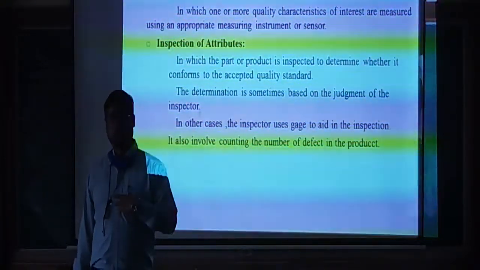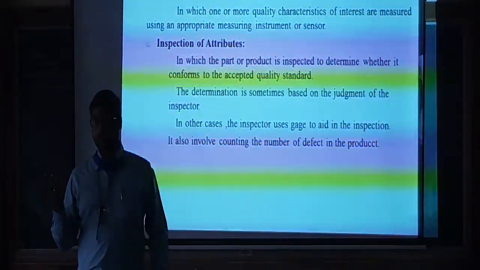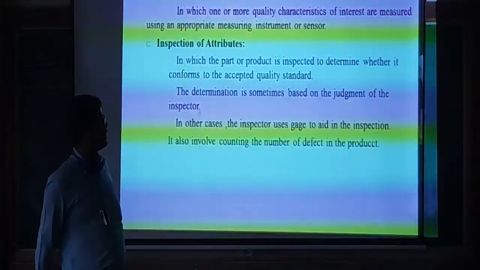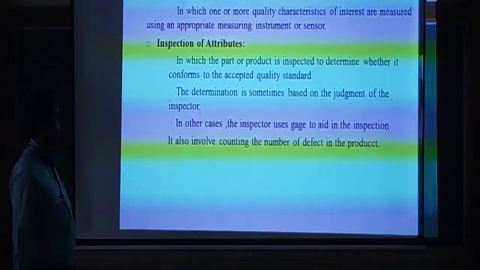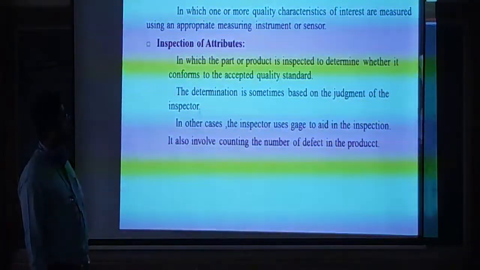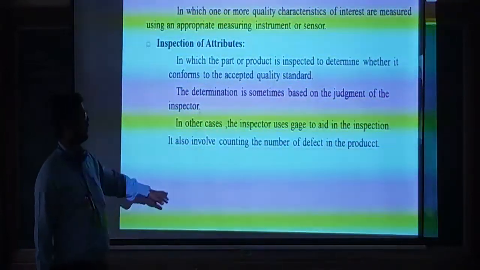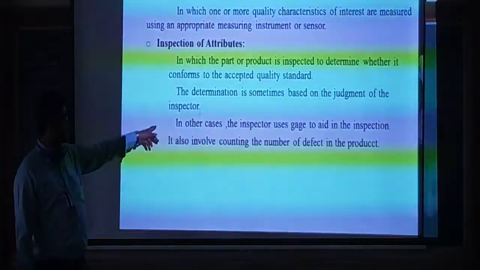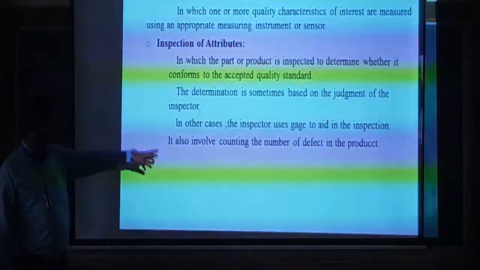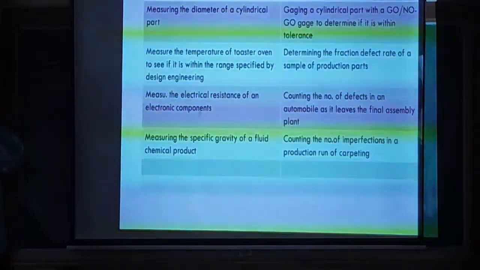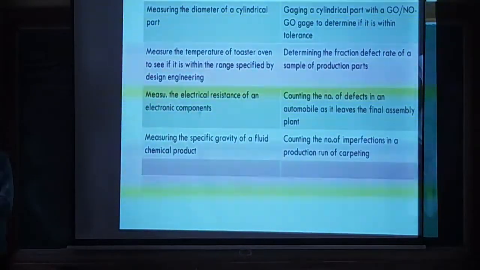In other cases, the inspector uses the gauge to aid the inspection. Whether that particular part is okay or not, visually he can see, or he can use the go and no go gauge for the inspection. It also involves counting the number of defects in the product. With the help of that, he is inspecting the attributes. This is the inspection of the attribute.